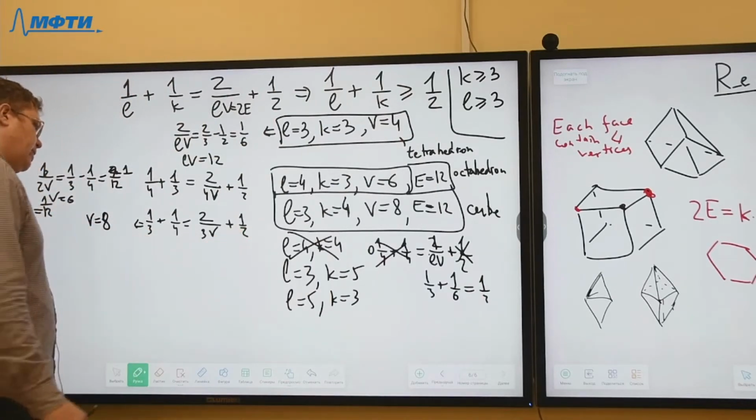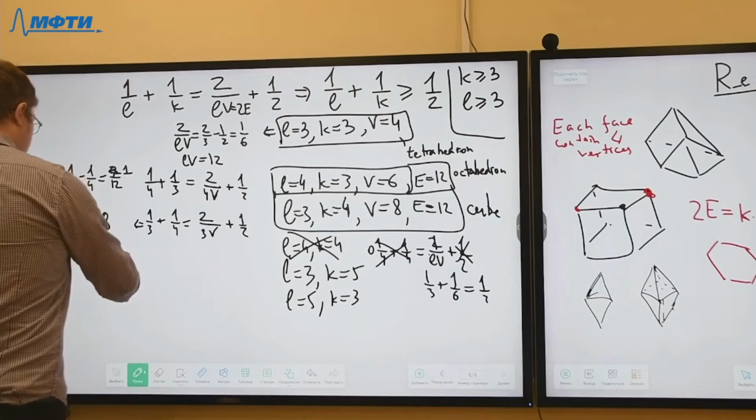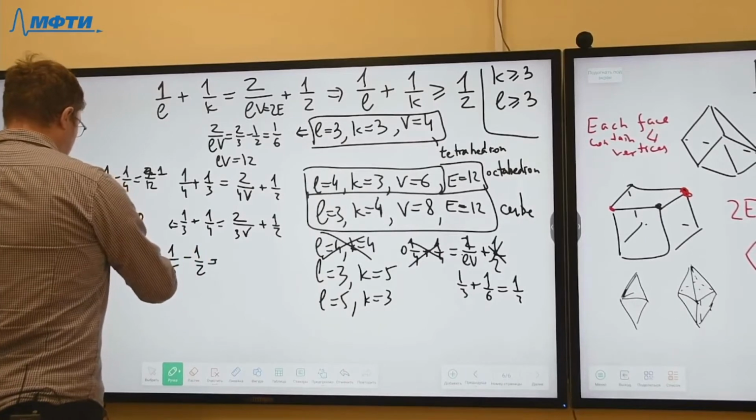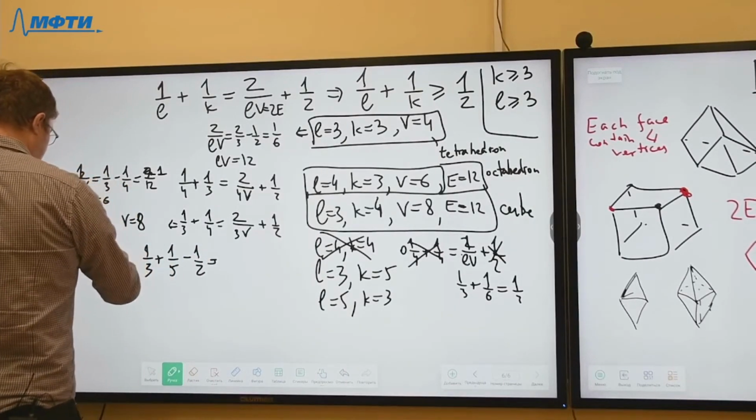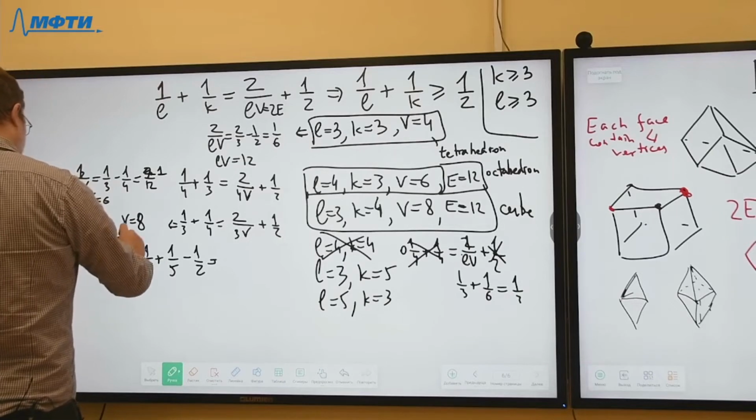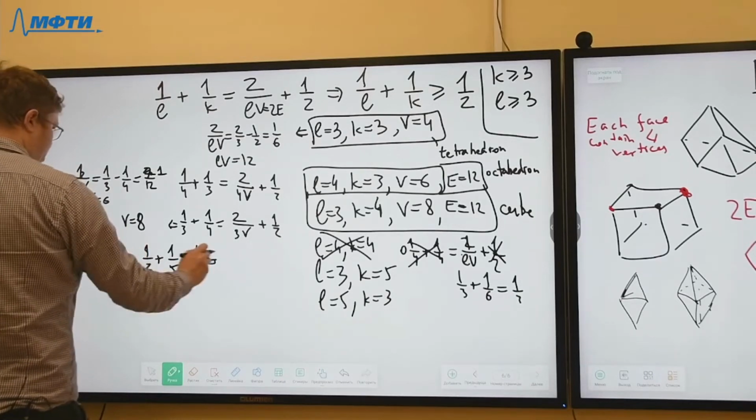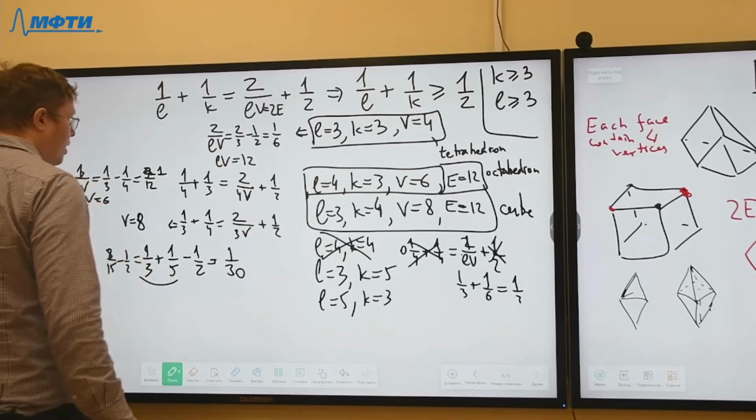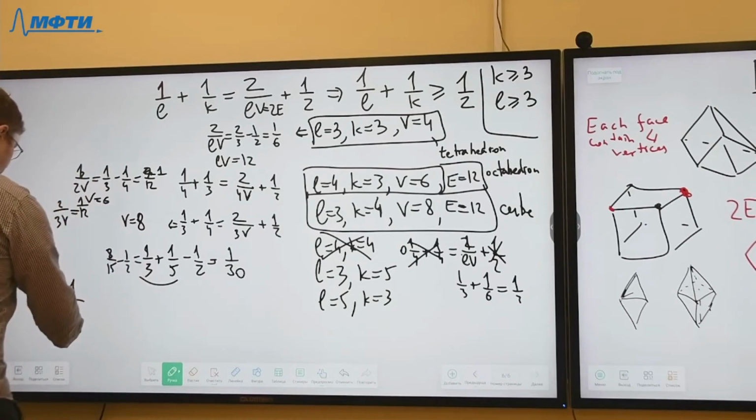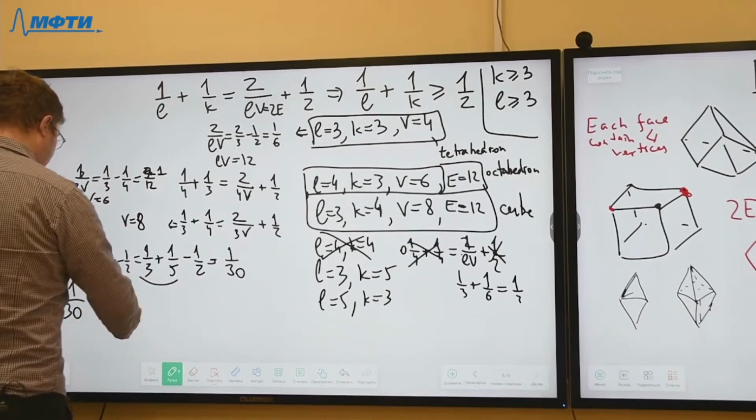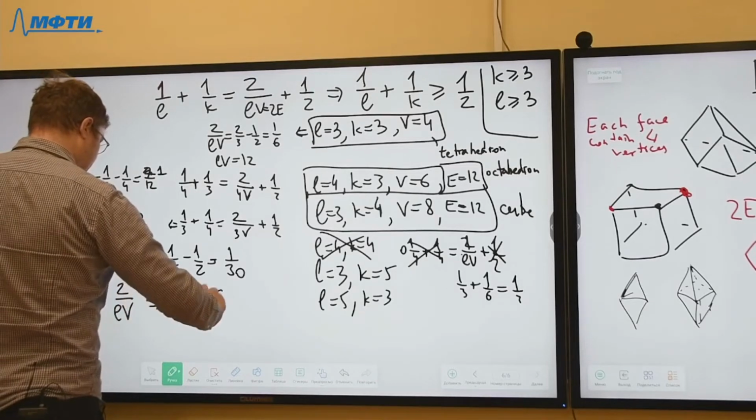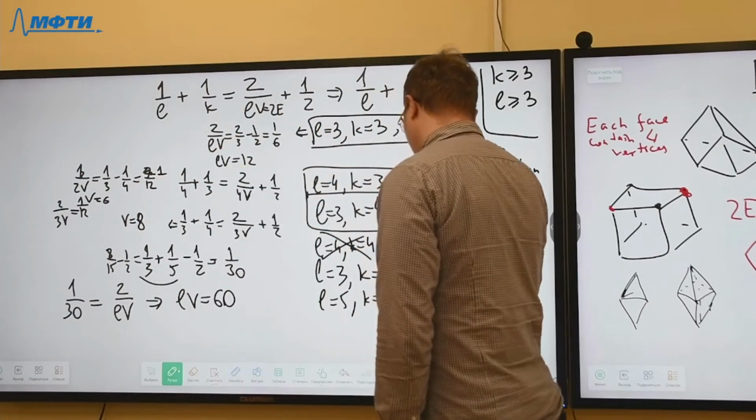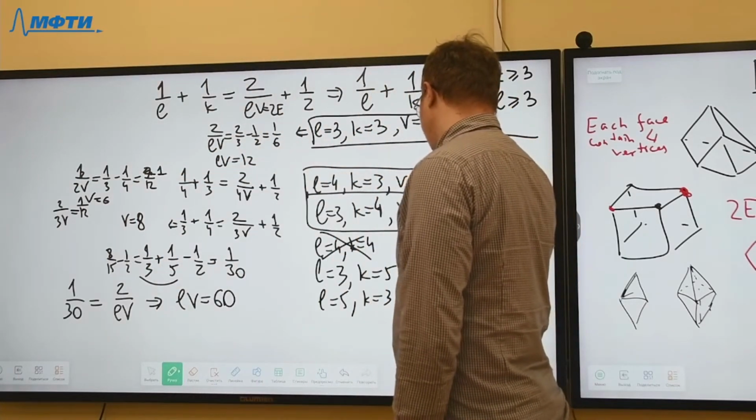If L equals 3 and K equals 5, let's check. So 1/3 plus 1/5 minus 1/2 is, let me check, 8/15 minus 1/2, which is 1/30. And so I have 1/30 equal to 2 over LV. So it means that LV is 60. And so in the first case we'll have V equal to 20, and in the second, V is equal to 12.